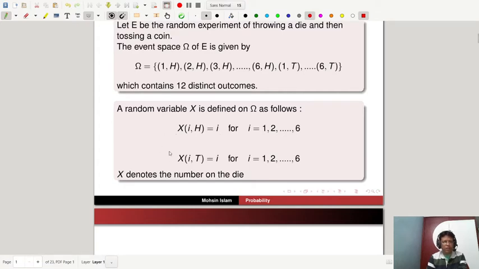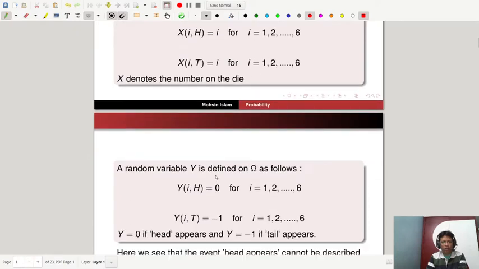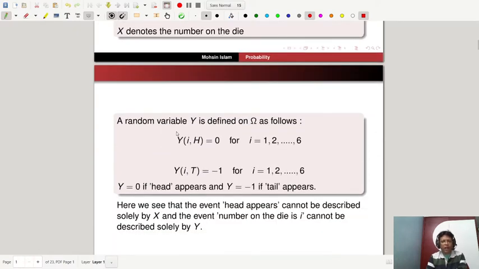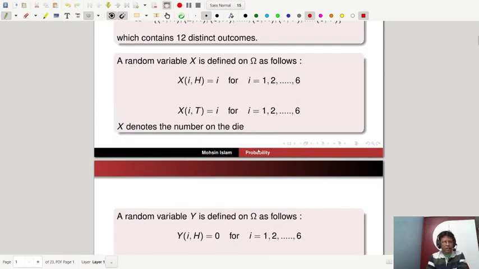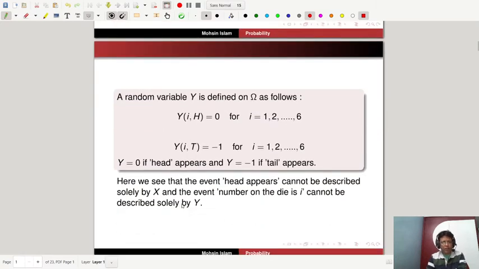In this way you can define another random variable Y as Y(i,H) equal to 0 for i equal to 1 to 6, and Y(i,T) equal to -1 for i equal to 1 to 6. So if there is a head, the random variable takes the value 0, and if tails appear, the random variable will take the value -1. So this way you can define the random variable of a joint experiment, a compound experiment.